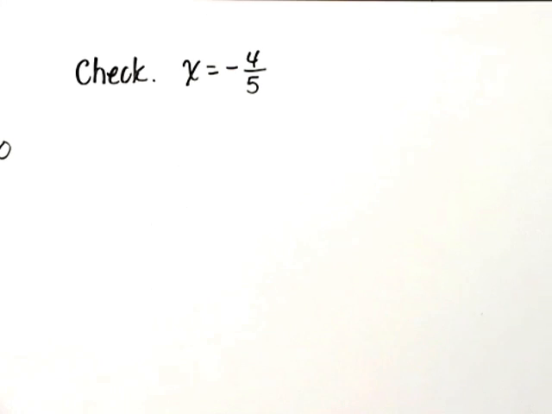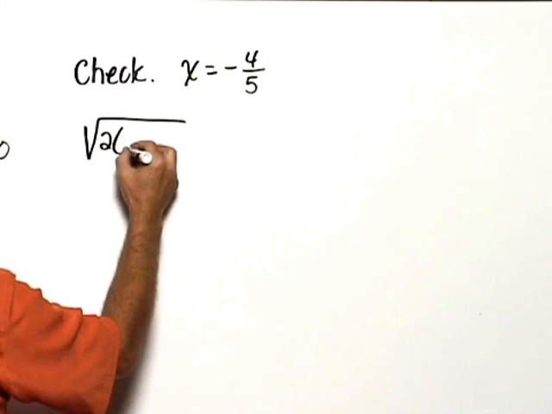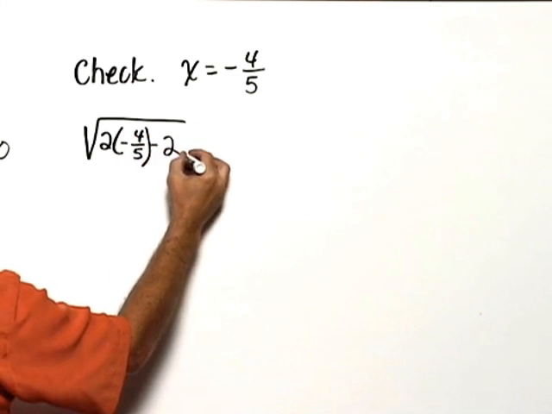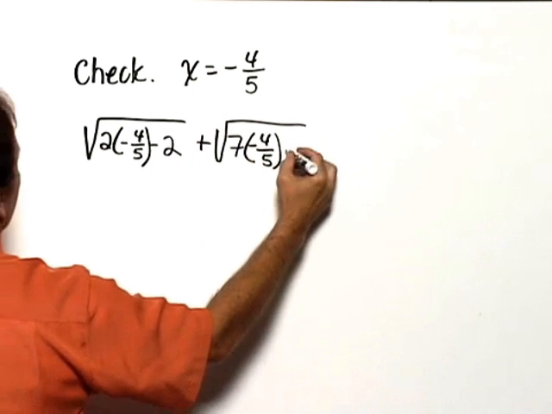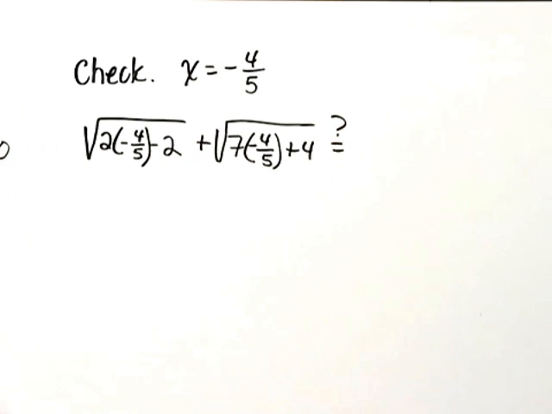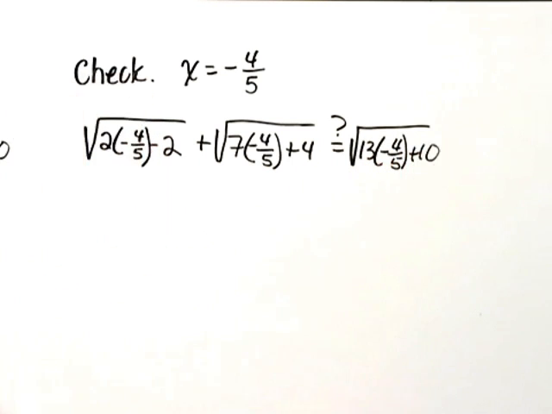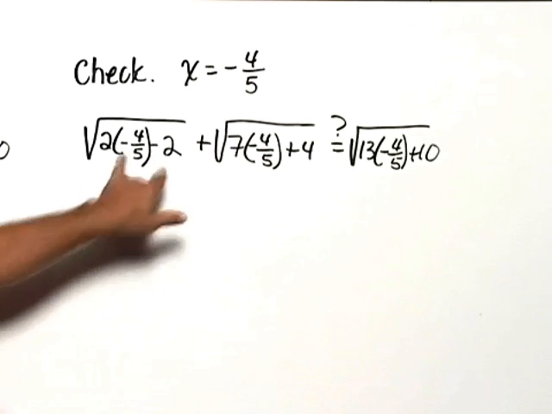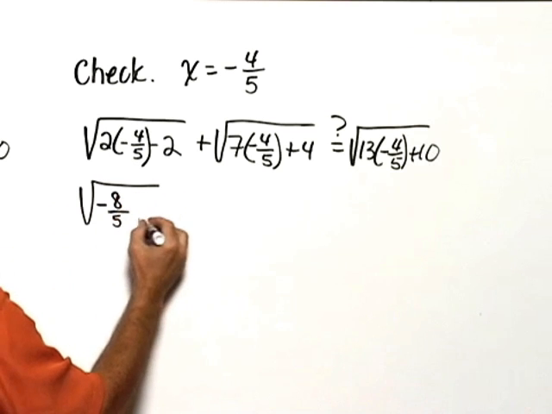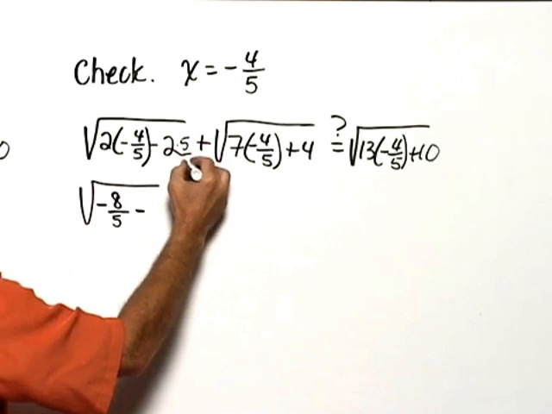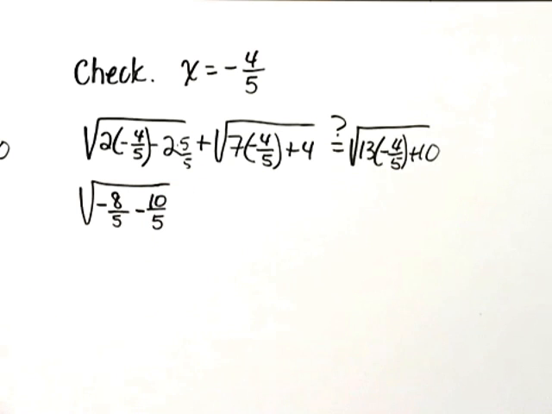So let's start by checking x equals negative 4/5. We substitute that into the equation. We have the square root of 2 times negative 4/5 minus 2 plus the square root of 7 times negative 4/5 plus 4. We want to know, does that equal the square root of 13 times negative 4/5 plus 10? Let's simplify inside this radical. This would be 2 times negative 4/5, which is negative 8/5. And then the 2 will change by multiplying numerator and denominator by 5 so that it has the same denominator. So that's minus 10/5.